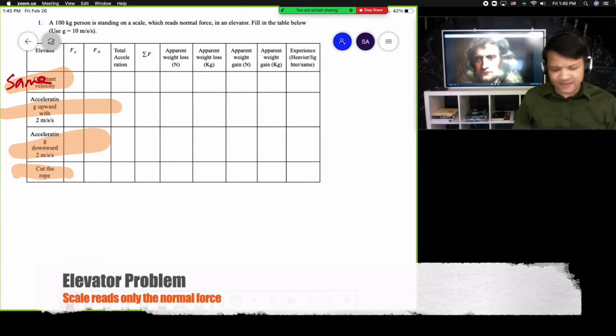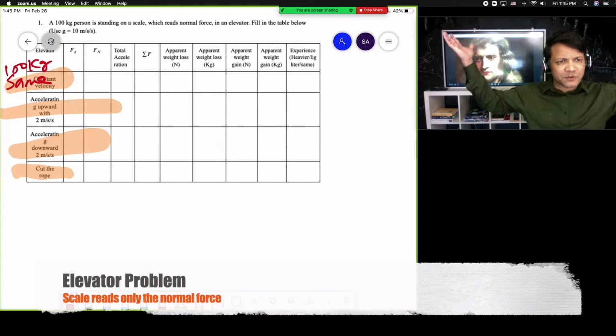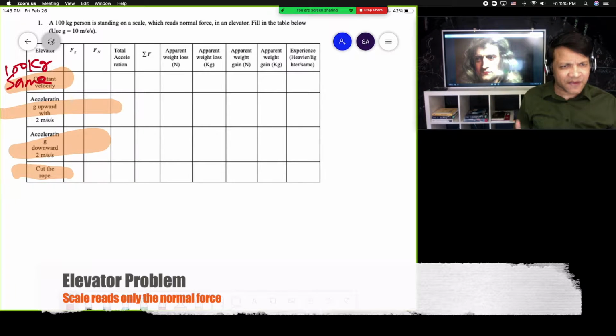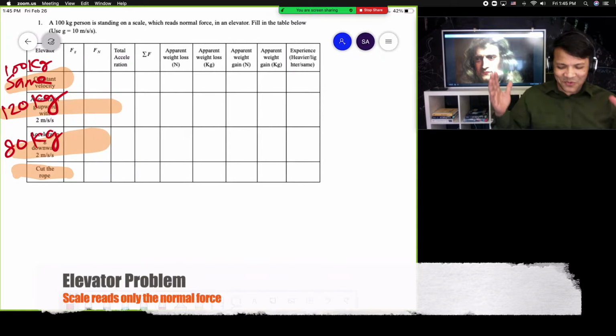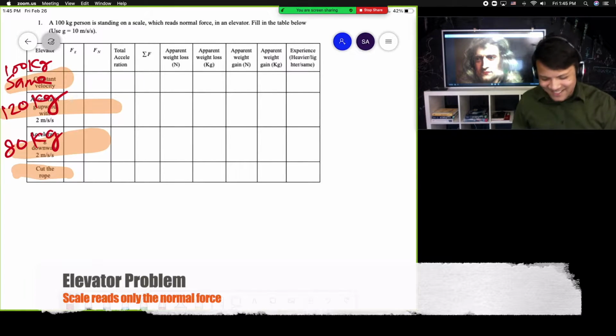The scale reads exactly 100 kilograms. When the elevator is accelerating up, the scale does not read 100 kilograms. In fact, the scale reads 120 kilograms. Why 120 kilograms? Because the person is accelerating up, the person feels heavier. When the elevator is accelerating down, the scale reads 80 kilograms, and when someone cuts the rope, the scale reads 0 kilograms.